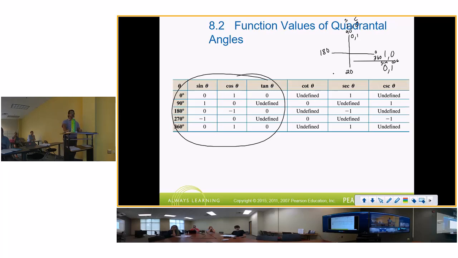And then what's the reciprocal of 0? Undefined. And what's the reciprocal of undefined? 0. So it's pretty self-explanatory. I don't spend a lot of time on this, because, like I say, it's pretty self-explanatory if you do the plotting. Okay? You just flip it.